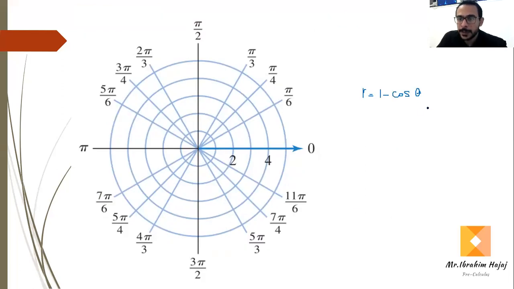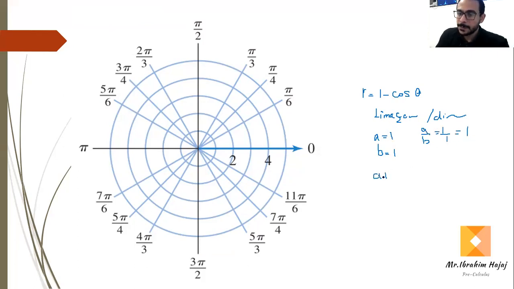Who can graph it quickly, by the way we said before? Because it's a limaçon, and it's dimpled. So the value of A is 1, the value of B is 1, so the ratio of A over B is 1 over 1, which is 1. A plus B and A minus B: 1 plus 1 is 2, and 1 minus 1 is 0. So I have to move 2 units because it's a cosine and it's negative. Negative 2 and 0. And the A is 1: negative 1 and 1 on the y-axis.